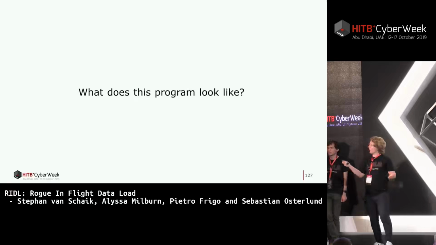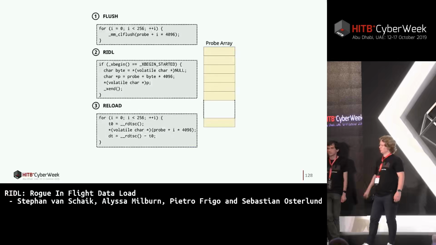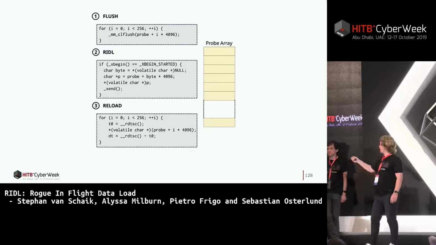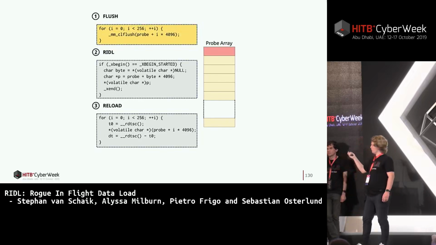So now I'll show you what the actual RIDL attacker program looks like, the one leaking from the line fill buffers. It looks very similar to the previous attacks, like Meltdown and other cache attack things that Stephan was talking about. So basically you have the first, the flush part, where it walks through the buffer and flushes all these entries. Then we come to the RIDL part.